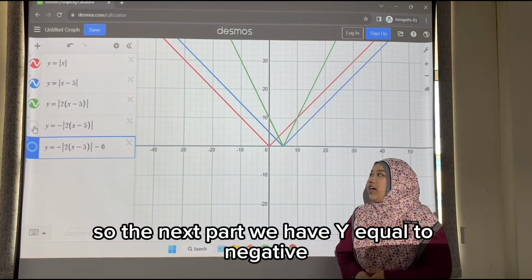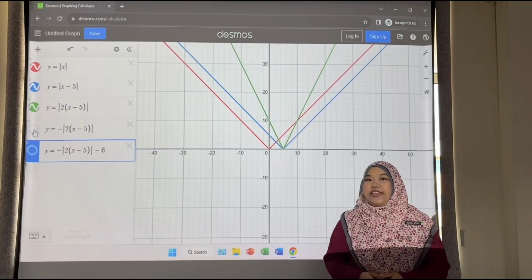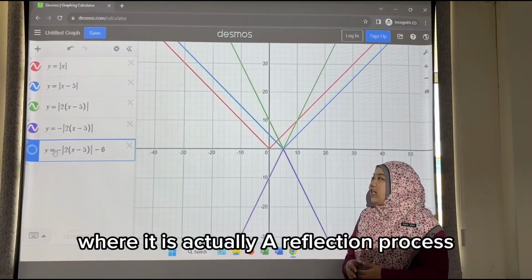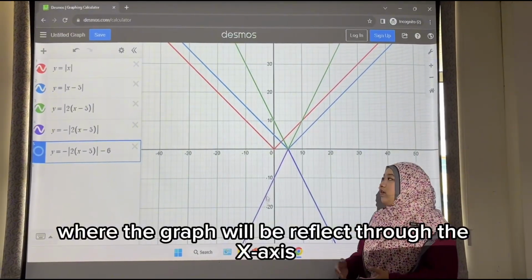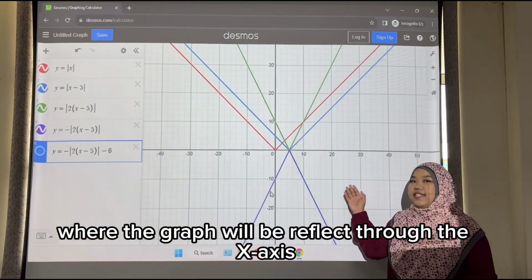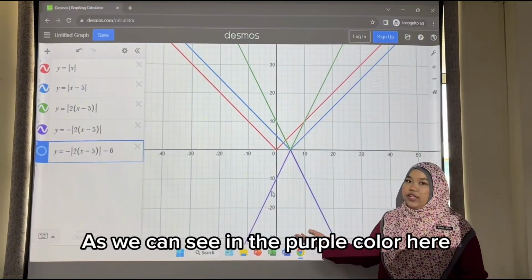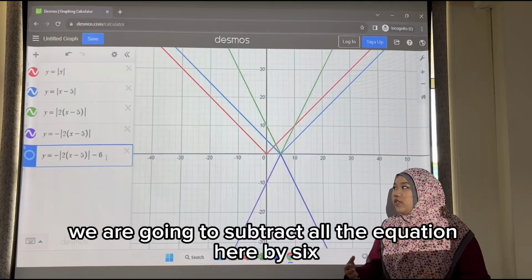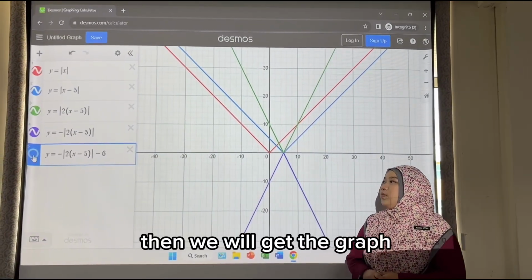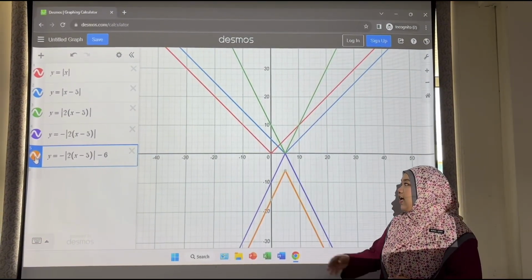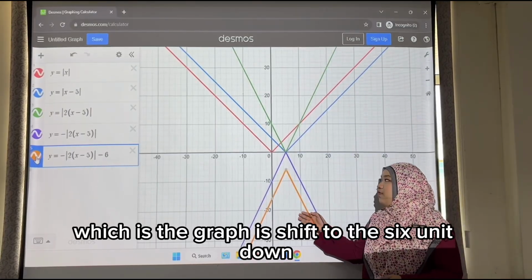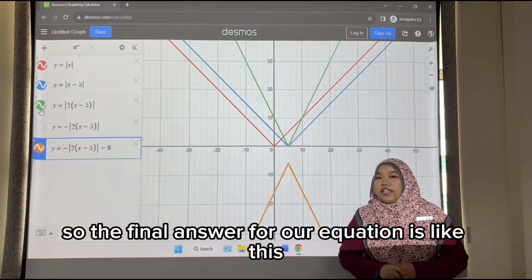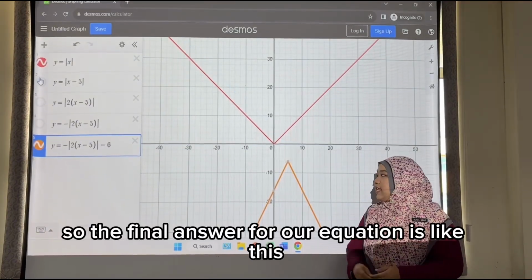The next part, we have y equals negative modulus of 2 multiplied by x minus 5, which is actually a reflection process where the graph will be reflected through the x-axis, as we can see in the purple color here. And then last but not least, we subtract 6 from the whole equation, and then we get the graph like here, which is the graph shifted 6 units down. So the final answer for our equation is like this.